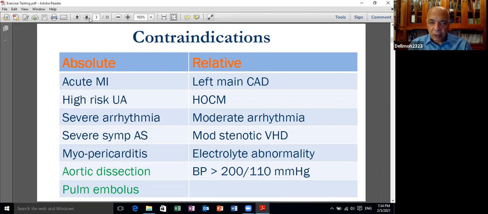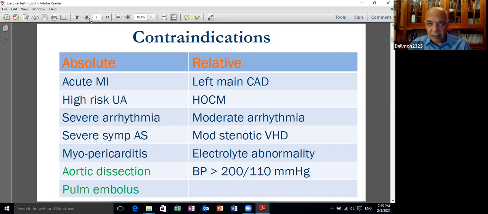Hypertrophic cardiomyopathy was classically classified as a relative contraindication, but we know now that it's a class 2A recommendation for exercise test in order to find out the effect of exercise on symptom production, as well as the effect on the gradient and whether ischemia develops or not. It's used as well to monitor the response to medical treatment if the patient is a candidate for medical treatment. Moderately stenotic valve disease, essentially aortic stenosis that's asymptomatic.